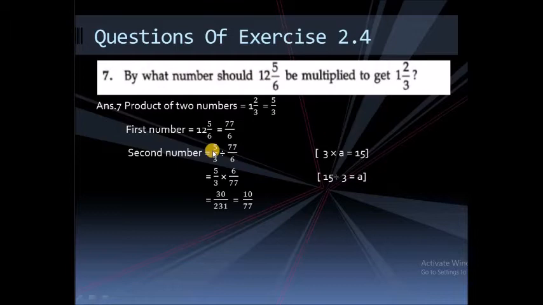Now in division, what we do is keep our first fraction as it is and replace the division sign with the sign of multiplication, and after that we reciprocate our second fraction. So the reciprocal of 77 upon 6 will be 6 upon 77. Numerator and denominator get exchanged. Now I am multiplying numerator with numerator and denominator with denominator. What will I get? I get 30 upon 231.